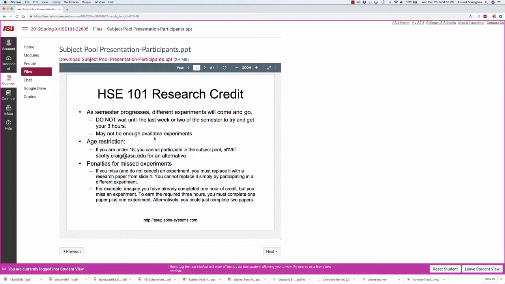And then there's the penalties. If you happen to miss an experiment, this will happen every once in a while. A student won't show up. Maybe they've forgotten to participate or something of that sort. If you miss an experiment that you're scheduled for and you don't cancel it, you must replace it with a research paper. And those research papers are shown on the next slide. You can't replace it simply by participating in a different experiment.